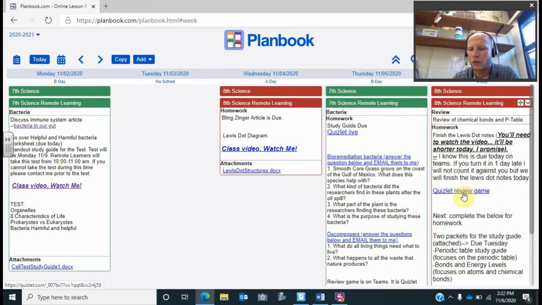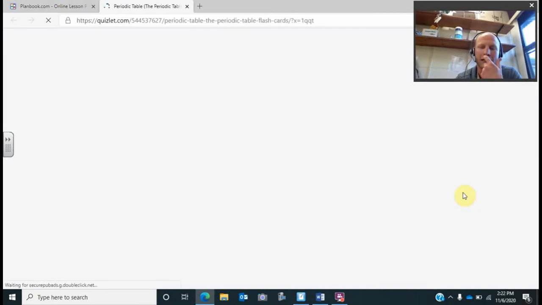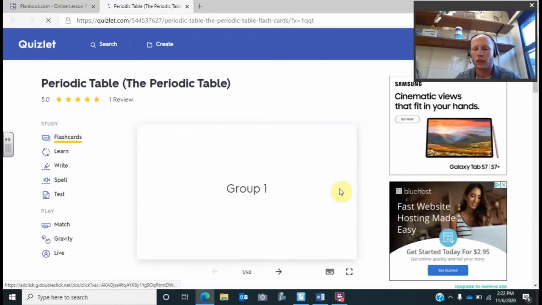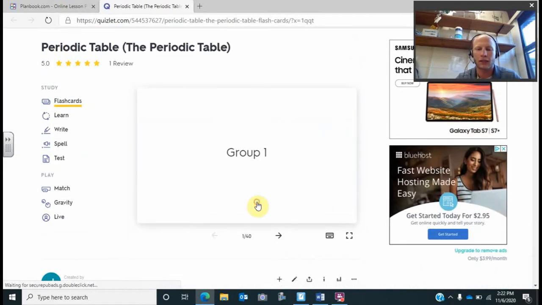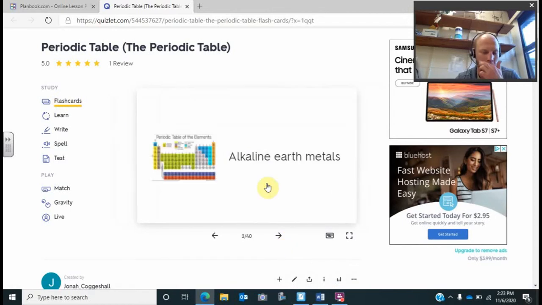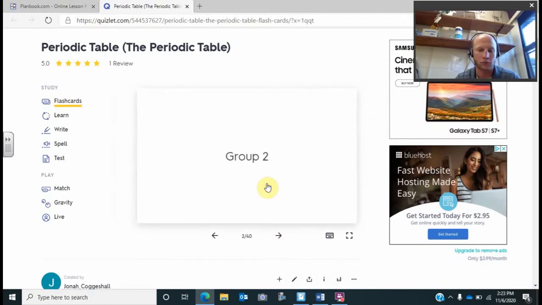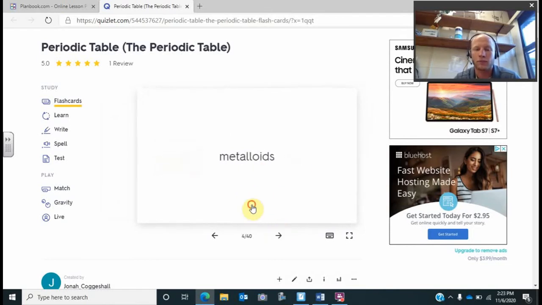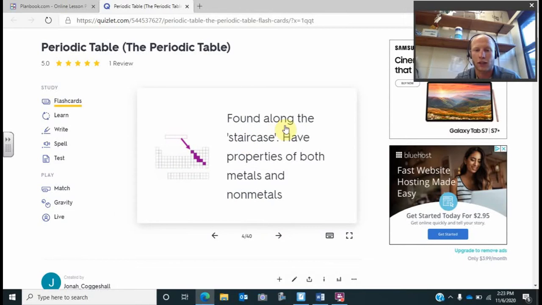But anyways, if you want to go to this Quizlet review game, we played some Quizlet Live in class. You won't be able to play that game because you need teams and multiple people. But this is a really cool resource that I got here. This one is called flashcards. Just plain and simple flashcards: group 2 is the alkaline earth metals, groups 3 through 12 are the transition metals. Metalloids, who are they? They're found along the staircase.